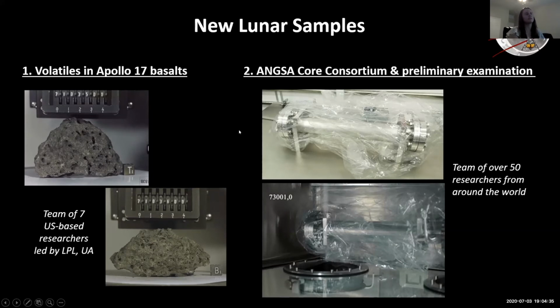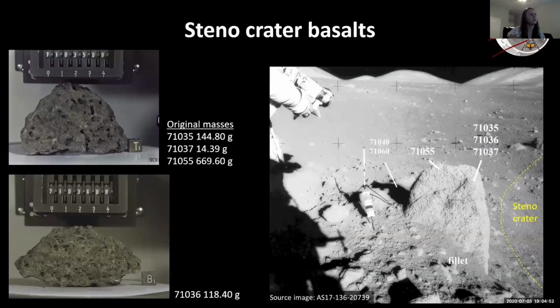The other investigation I want to talk very briefly about is the ANGSA core consortium and preliminary examination activities. And these are 2 sets of cores, that we'll go to in a second, that are being investigated by a team of over 50 researchers from across the world. So, to move on, first of all, to the U of A study.